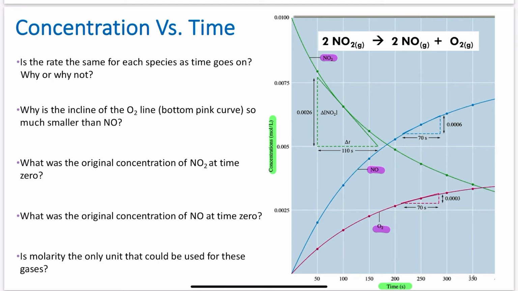What we see here is that the NO2 concentration is decreasing over time. The NO concentration is increasing, the O2 concentration is increasing. Valid, right? If we start at time 0, we only have NO2 present. We don't have any NO or O2 present. Again, valid. We see that the rate of production of NO is twice that of O2. Again, we produce 2 moles of NO for every 1 mole of O2. So all of this makes sense.